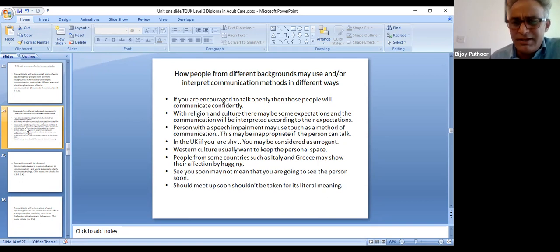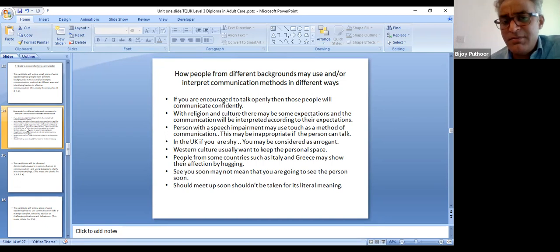And the way you address people, we have said this before, how you address someone who's elderly may have to be addressed a certain way, someone who is younger than you may have to be addressed a certain way. A person with a speech impairment may use touch as a method of communication. So a different background, the person has got a speech impairment, so the person is finding it difficult to express themselves, they may use touch to communicate.